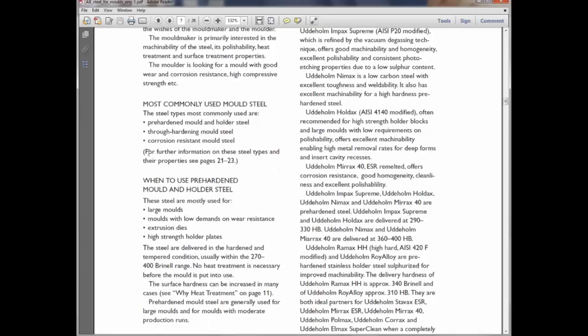Okay, and the second thing, corrosion resistant mold steel. Some corrosion resistant element should be added into the material, so that during the process, or for a long time, the material should not corrode after multiple applications. So the material should be corrosion resistant.